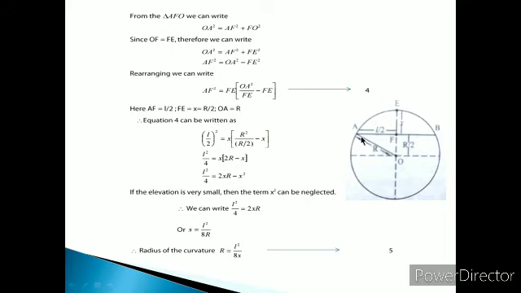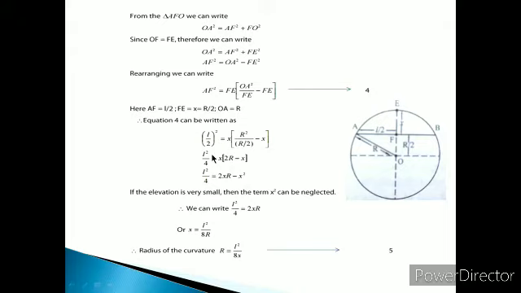Once again, AF is equal to L by 2 and FE is equal to x, that is equal to R by 2. This is R by 2, this is another R by 2, and OA is equal to R. Therefore, substituting these values in equation 4, L by 2 whole square is equal to x into (R by 2 minus x).